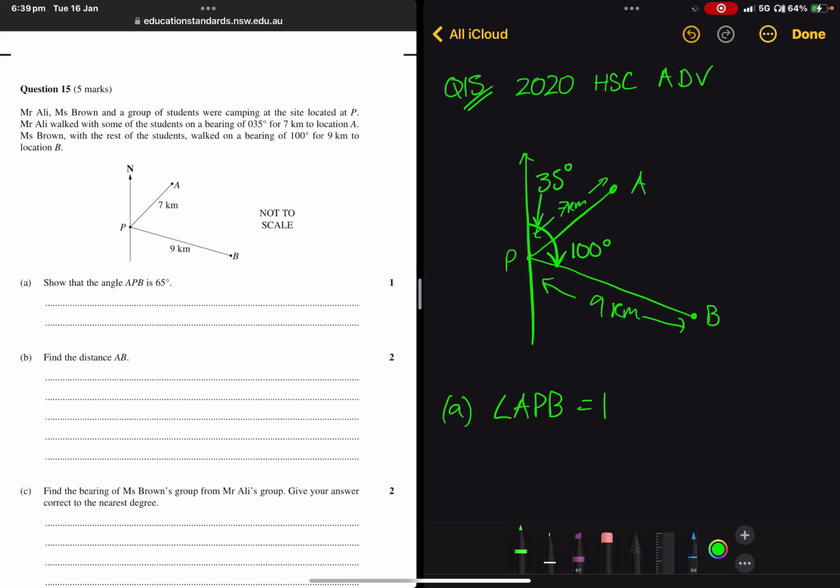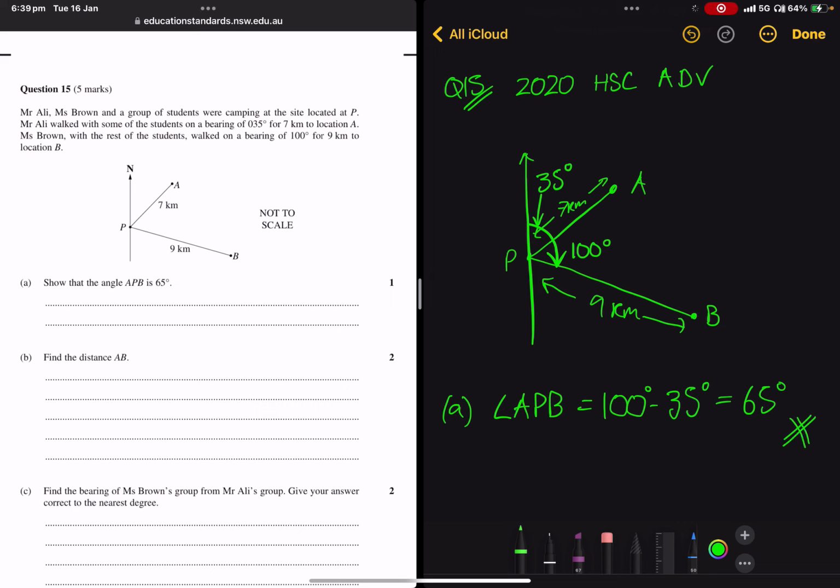This will be the bearing to B, which is 100, minus the bearing to A, which is 35. So this is 65, and this is degrees. This is all in degrees in this question. So this is the answer to question A.